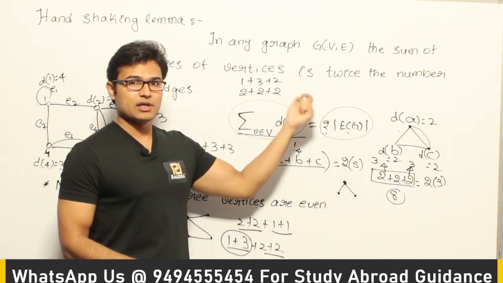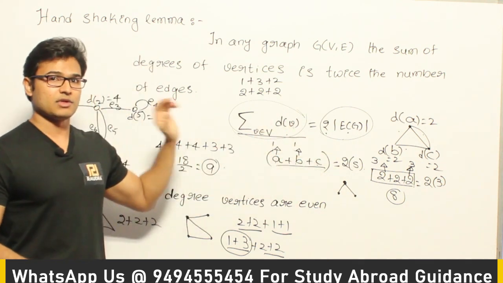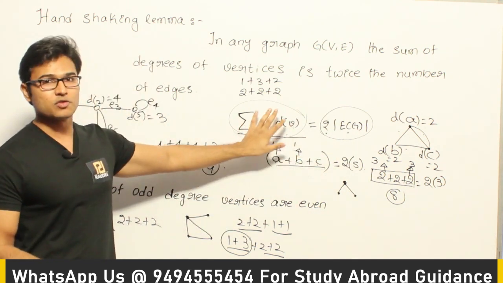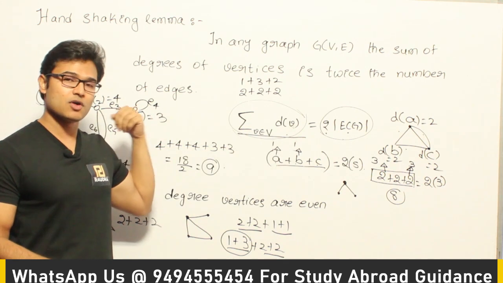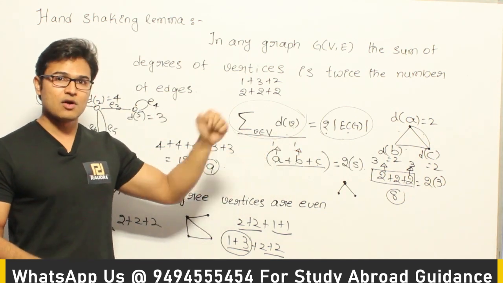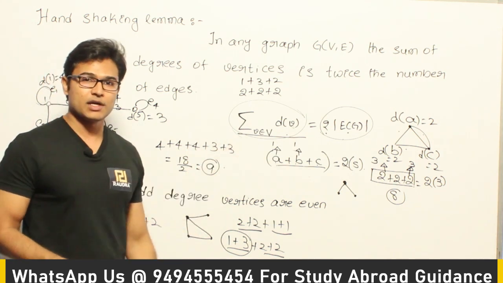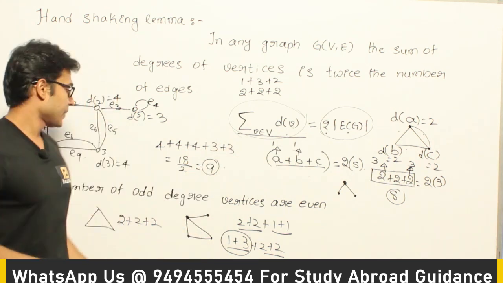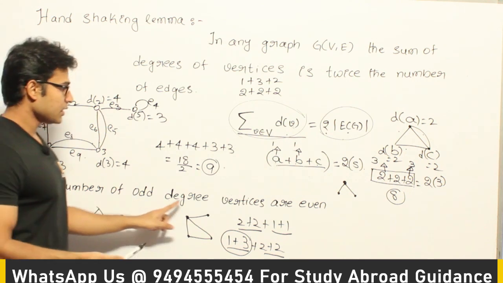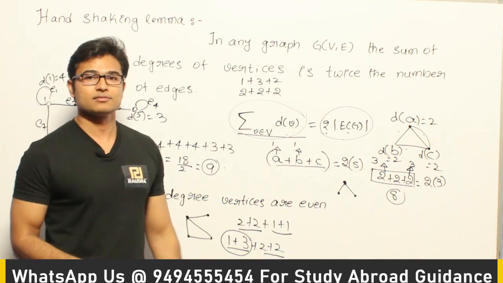So for any graph, the sum of the degrees is always going to be even, which means either all the degrees are even numbers, or in case you have any odd degrees, then there will be an even number of nodes with odd degree. That is the point. The number of odd degree vertices is even, right?